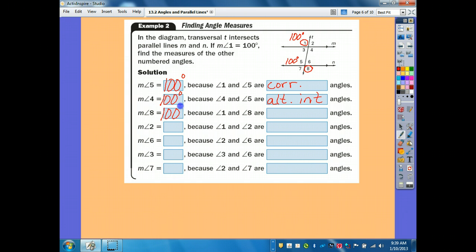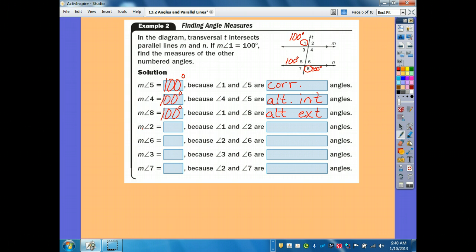100 degrees. Now, they ask us, because 1 and 8, what are 1 and 8? They are alternate exterior. But I like what Savannah said earlier. We could have known that number 8 is 100 degrees because what are 5 and 8? Those are vertical, so we know these two have to be 100 degrees. That's another way to figure it out.